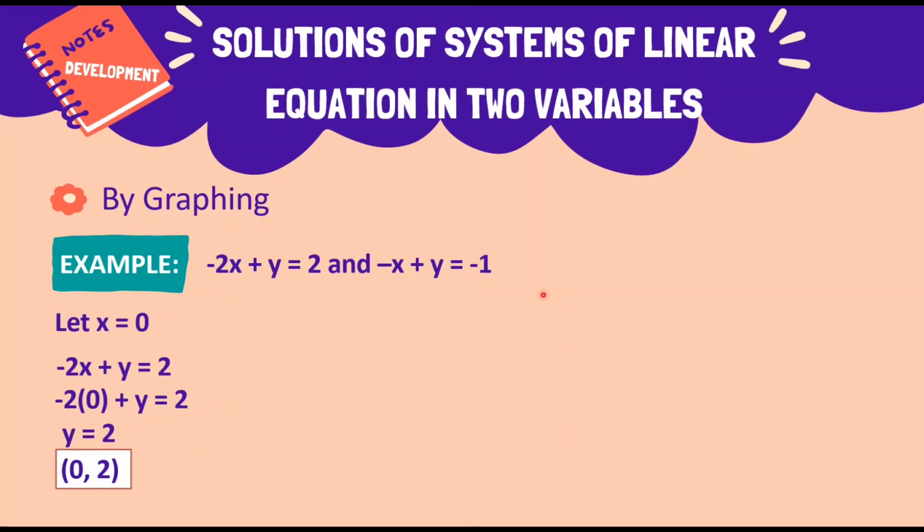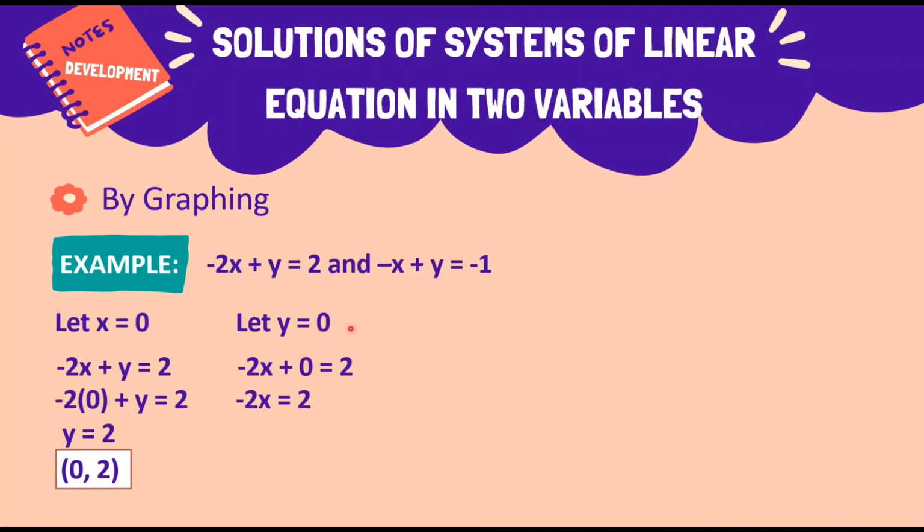So let us again continue finding the second ordered pair. We have let y is equal to 0. Again, let us use this equation. Let us substitute the value of our y, which is 0. So it becomes negative 2x plus 0 is equal to 2. And then after that, let us transpose 0 to the other side of the equation. Since siya ay positive, syempre siya ay magiging negative. So it becomes negative 2x is equal to 2.